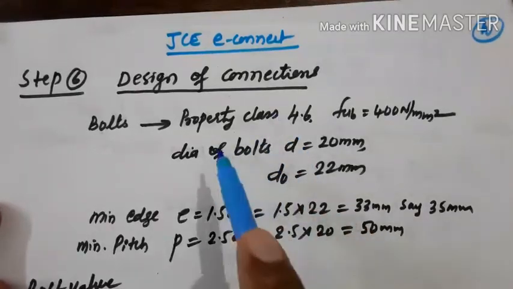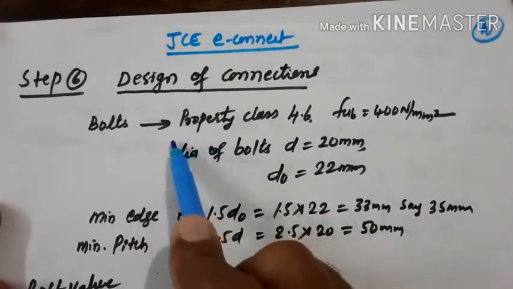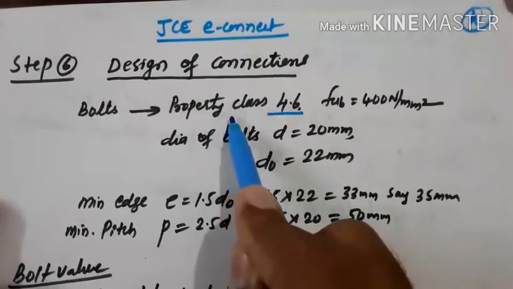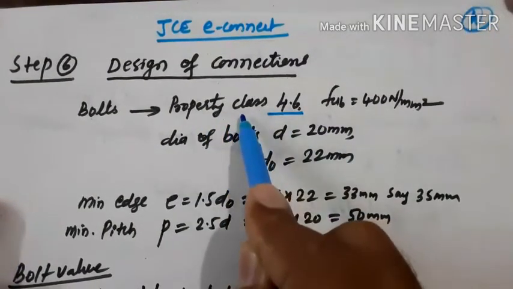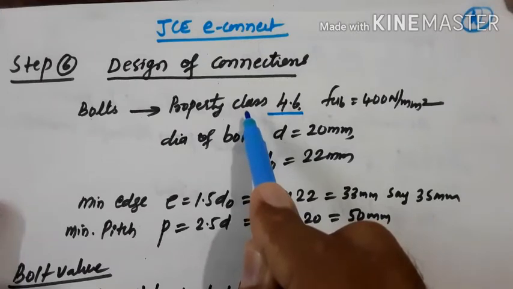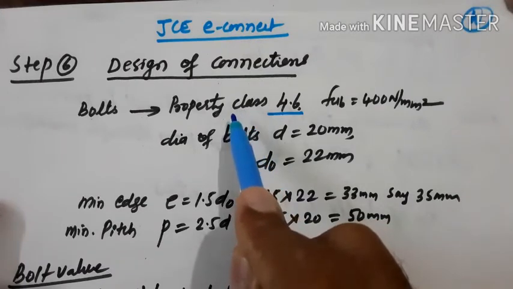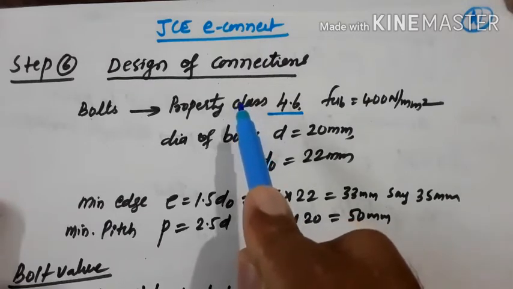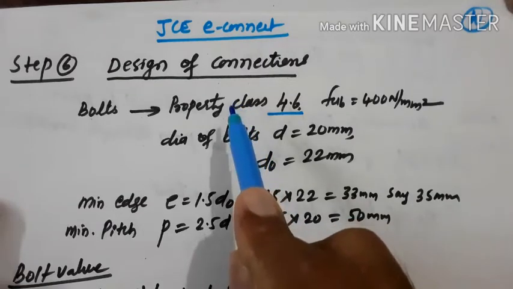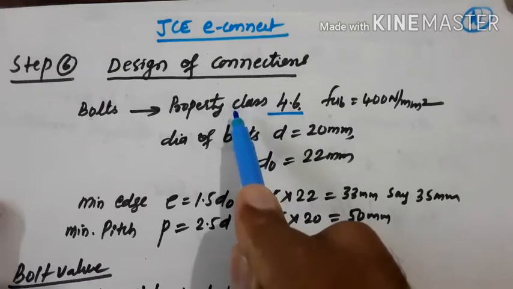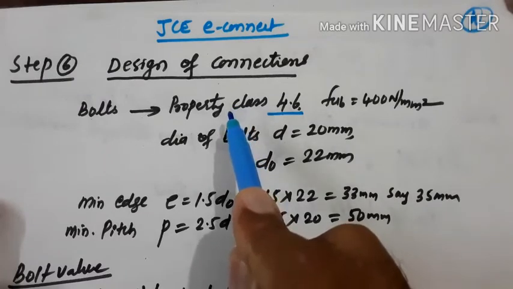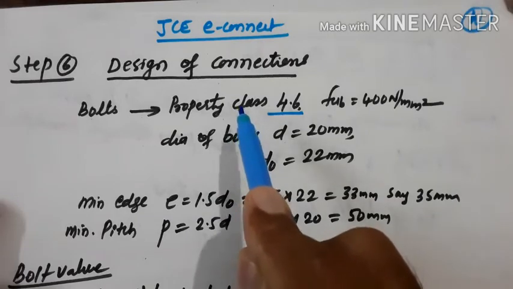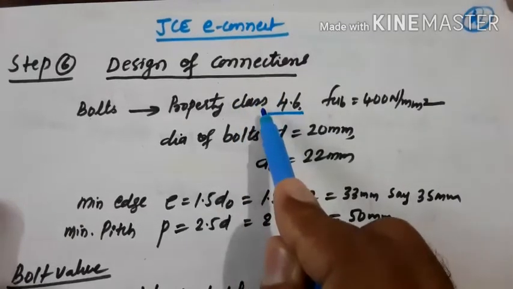Since an ordinary bolt of property class 4.6 is given, this is mentioned in the problem. If, in place of this ordinary bolt, HSFG bolts were mentioned, you would have to calculate the strength of the bolt based on the HSFG bolt equation given in the code. You refer to the code, take that equation, and calculate the strength of the HSFG bolts. That becomes the bolt value itself.